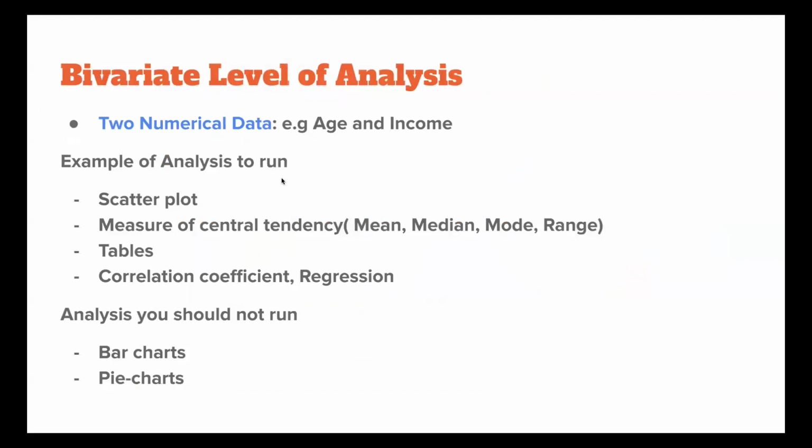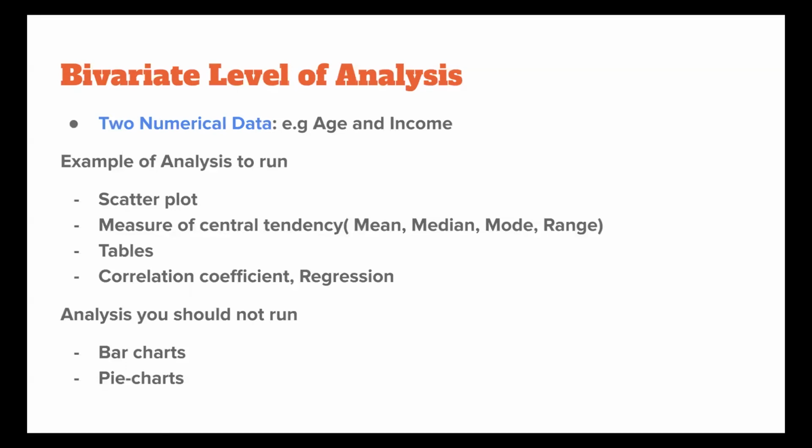So one instance is where you are combining two numerical variables. An example here is age and income. Age is a numerical variable, income is a numerical variable. The type of analysis you can run if you want to see a relationship between two variables and they are numerical: one you can run is a scatter plot. I'm going to show you what the scatter plot looks like. You could also run measures of central tendency, show tables, and show correlation coefficients or regression.